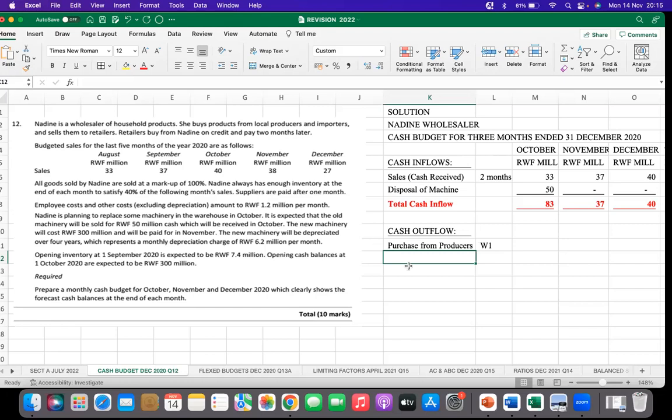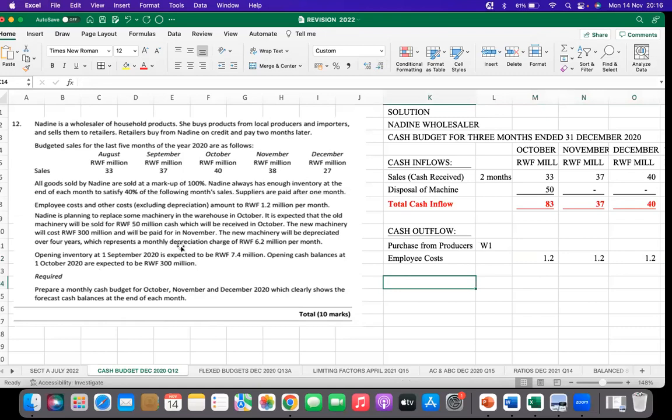Employee costs. So employee costs and other costs, which does not include depreciation, amount to 1.2 million per month. 1.2 million per month in each of those 3 months. I've posted that. Let's continue.